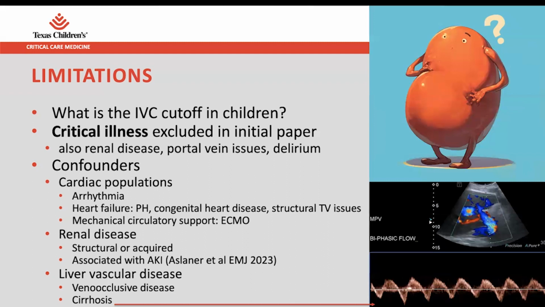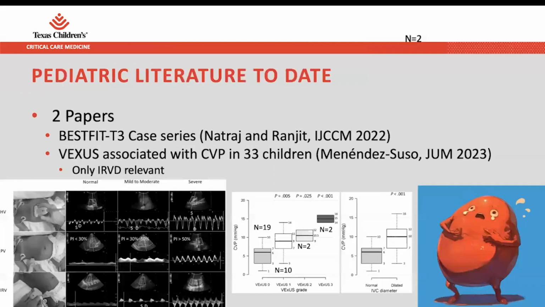Renal disease, structural or acquired, is important. We know that AKI is related to some of the things that we see with Vexus, whether or not renal disease that is inborn, cystic disease or other disruptions of the arterial bed. We don't know what interaction those have with Vexus. And then liver vascular disease, veno-occlusive disease is an important one, as well for our onc-ICU patients, as well as cirrhosis for our transplant patients.